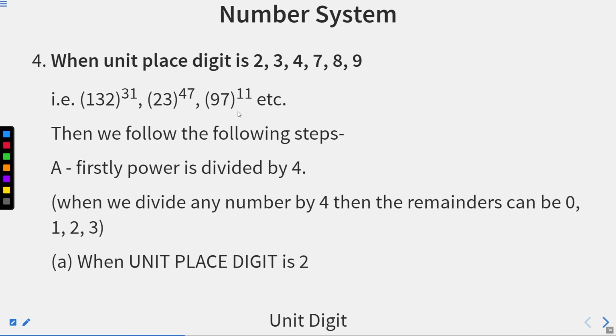Okay. So next, what do we have? We have 4, 2, 3, 7, 8 and 9. For example, 132 to the power 31 and 23 to the power 47. These are some examples we are going to solve. What we have to do is, first of all, whatever power is given to you, you have to divide that power by 4.